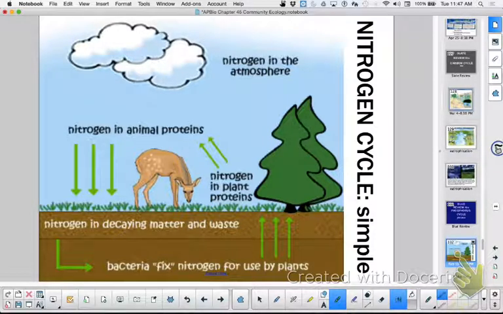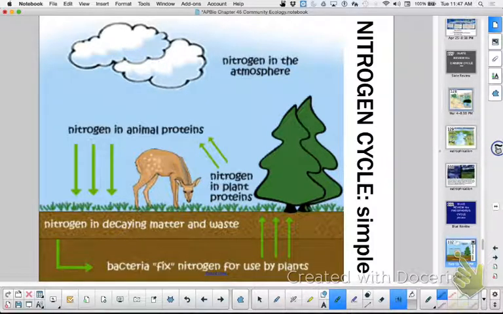If we look at this, this is the simplest, like sixth grade nitrogen cycle. The reservoir for nitrogen is in the atmosphere. Nitrogen-fixing bacteria fix it so it can be used by plants. What's not shown here is that at first it's ammonium, then nitrite, then nitrate, and then it's used by the plants.